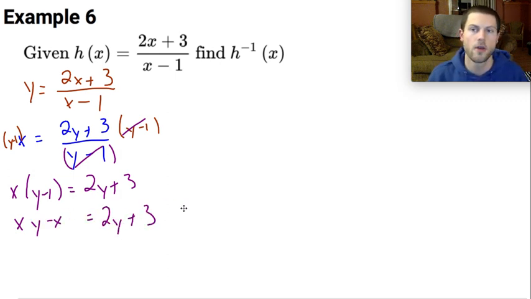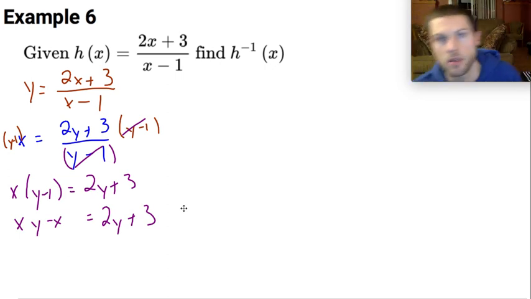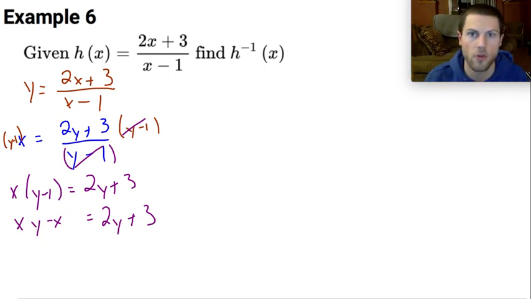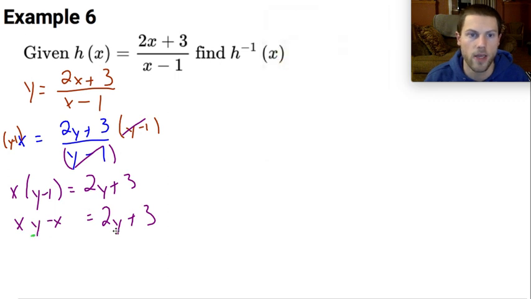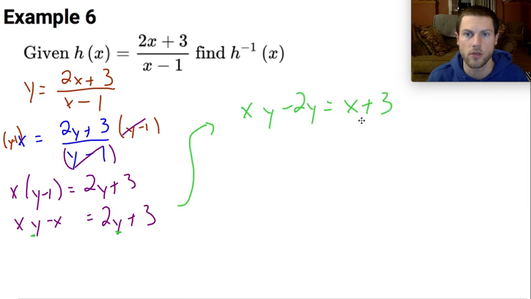And now I'm kind of pretending like this is literal equations. My goal is to solve for the y. I see two of them. I see a y here, and I see a y here. So let's get them all onto one side. Let's move this 2y over, and then let's actually add this x over. We'll kind of do two things at once here. So this is going to give me xy minus 2y equals x plus 3. I just move some stuff to other sides.